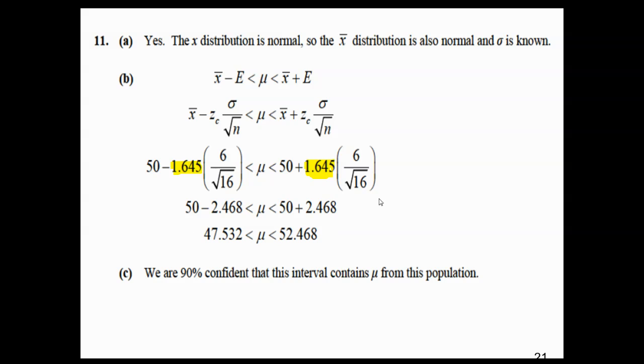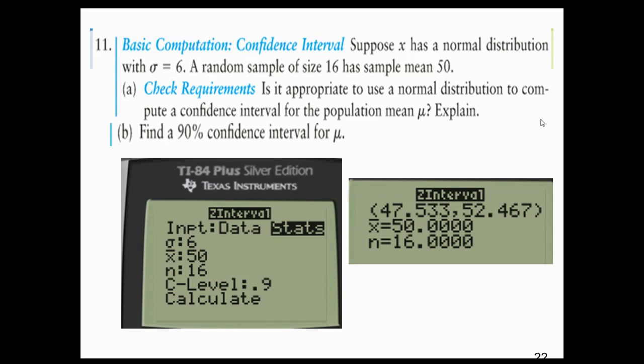If I did 100 samples, 90 of them, the mean of the population would fall between these two numbers. 90% means 90 out of 100. If you did it 200 times, it'd be 180 and so forth.